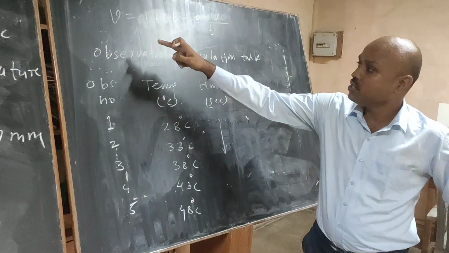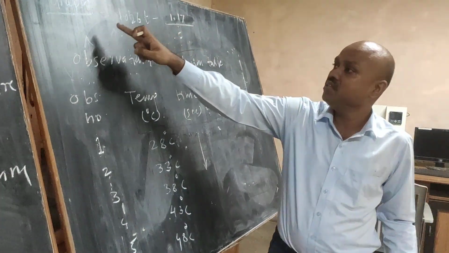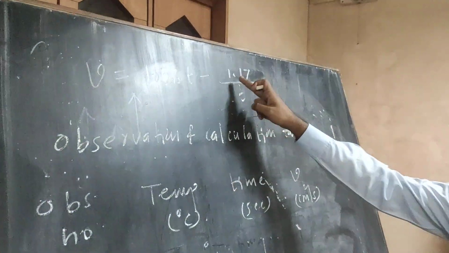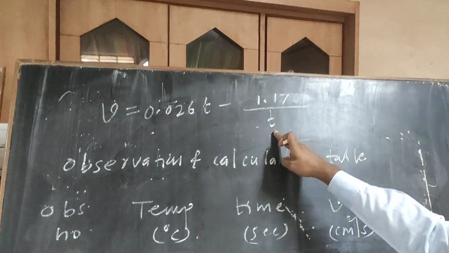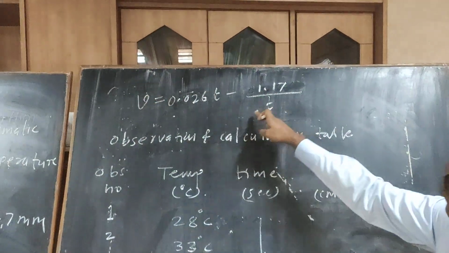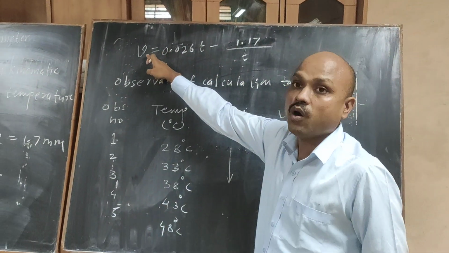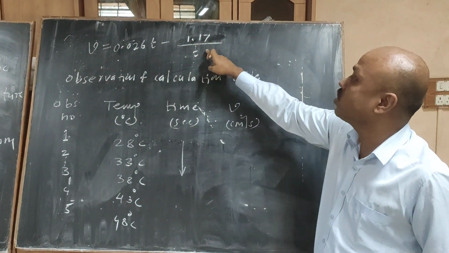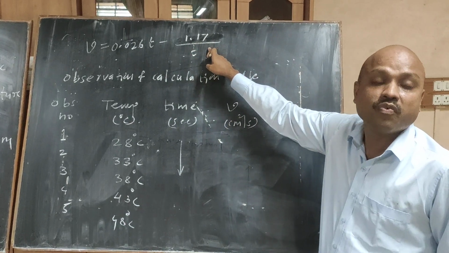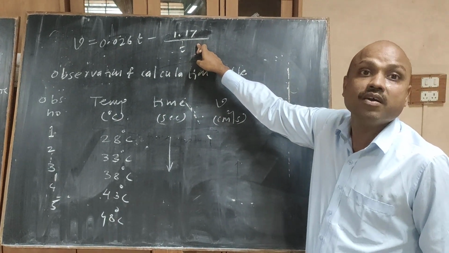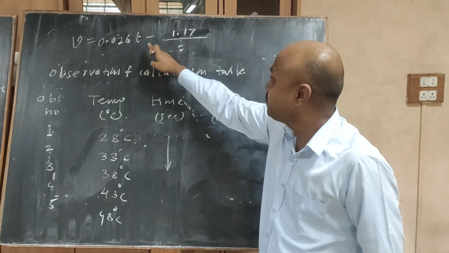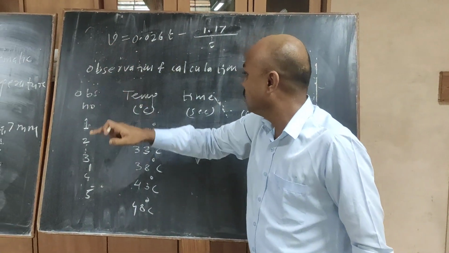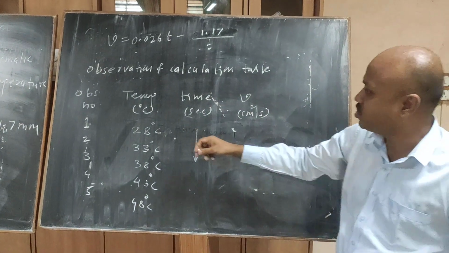Once we substitute C1 and C2 in this equation, the new equation becomes nu = 0.026 t minus 1.17 upon t. That means we can now determine the kinematic viscosity of the given oil once we note down the time required for 50 ml collection of the oil from the experiment. As we have different readings of the time, we can find nu. Then how is the observation and calculation table?